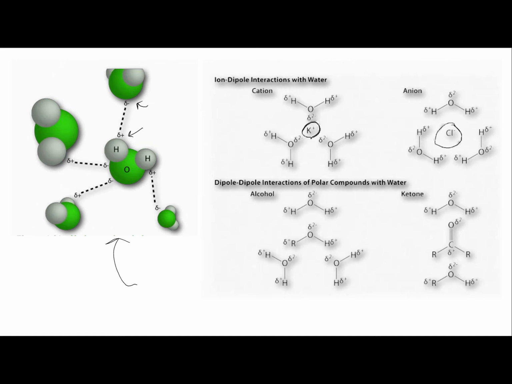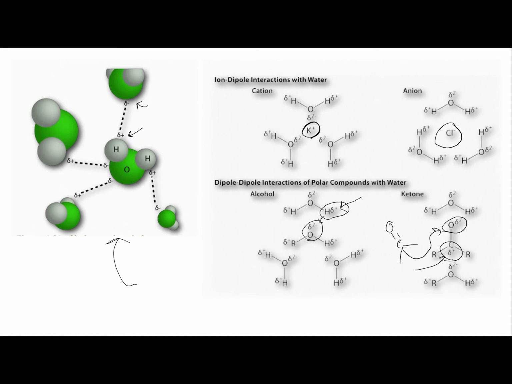So partial positives here of water with partial negatives of the oxygens, and partial negatives of carbonyls with partial positives of other carbonyls, such as the C double bond O of another group. So all of these partial charges can interact with each other. Complementary pairing that occurs between opposite strands of DNA is also another example of hydrogen bonds.